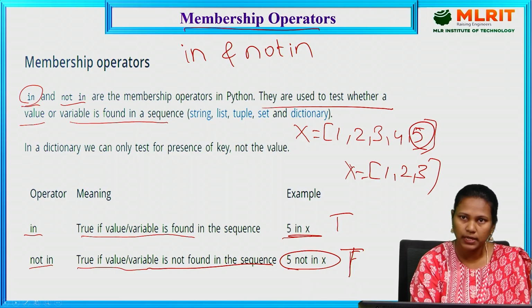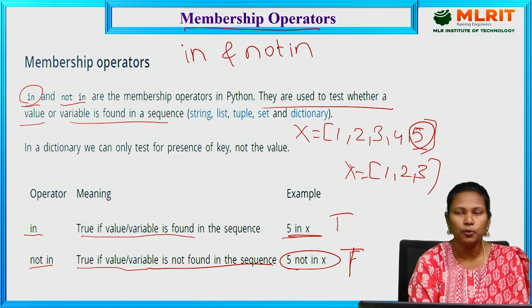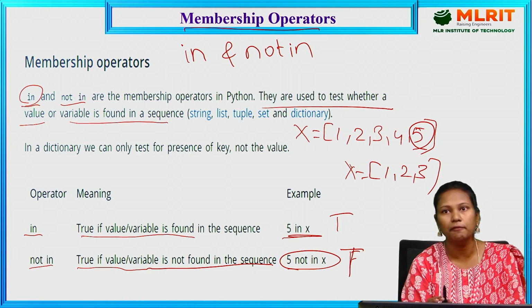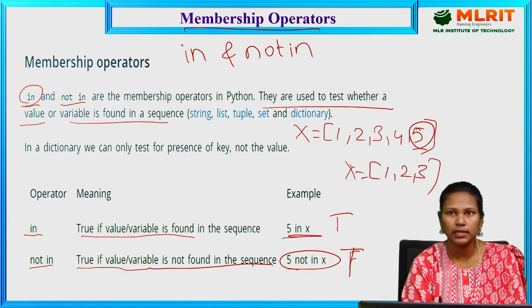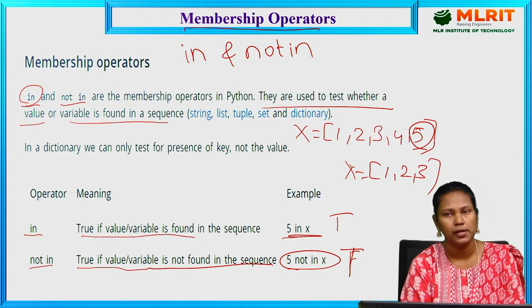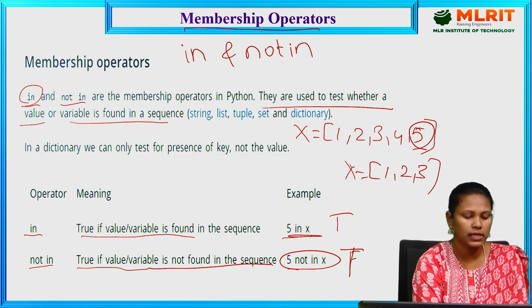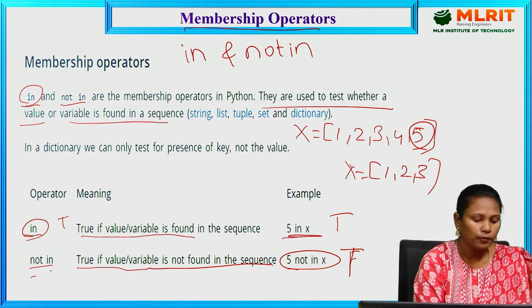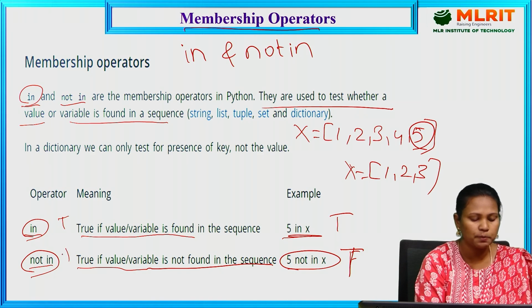So it is checking whether the particular value or character or substring is found in that entire string or variable. It is used to check whether the value is present or not. If it is present, we use in, and it displays true. If we use not in, and the value is not there, it displays true.